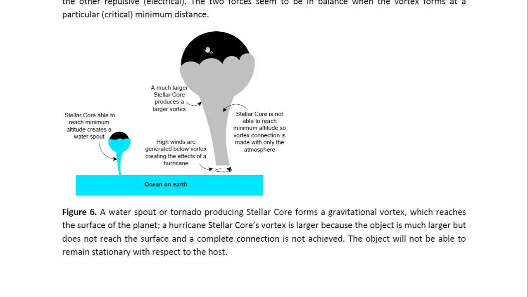Whilst a hurricane producing stellar core produces a larger vortex. We do know that hurricanes produce larger vortices, but these are only in the atmosphere. It does not go far enough because the object is not close enough to the surface, has not reached its critical minimum distance for its gravitational force to pull on the surface of the Earth strongly enough to produce that vortex connection. So it only makes a vortex connection with the atmosphere, can only draw atmosphere. It does create winds, cyclonic winds below the vortex, and these are what we usually call hurricane force winds. But it is not able to draw water or dust into the upper atmosphere, which then becomes part of its atmosphere.